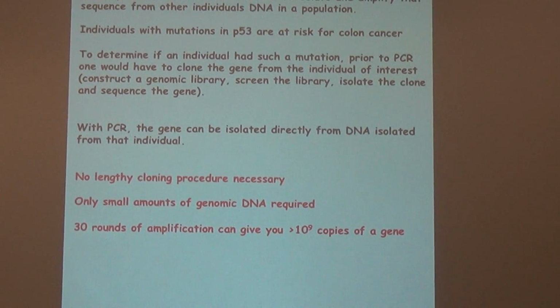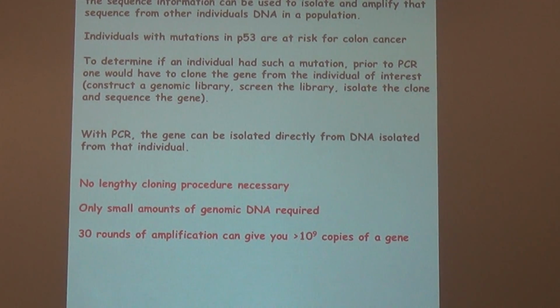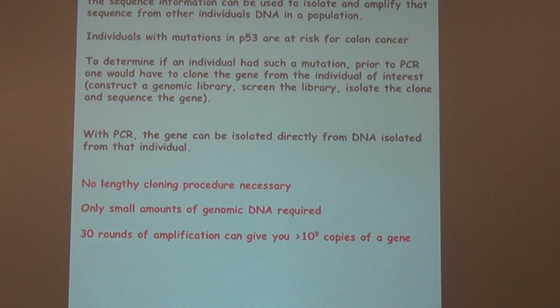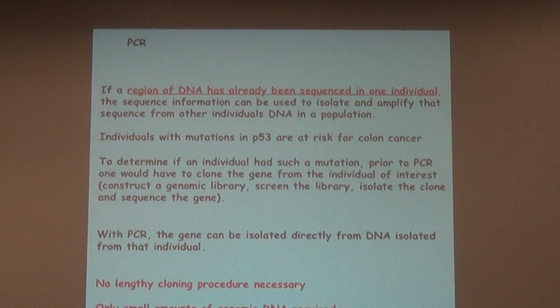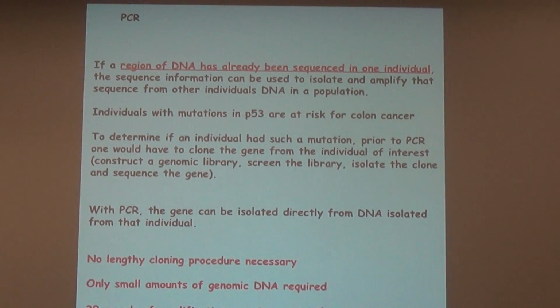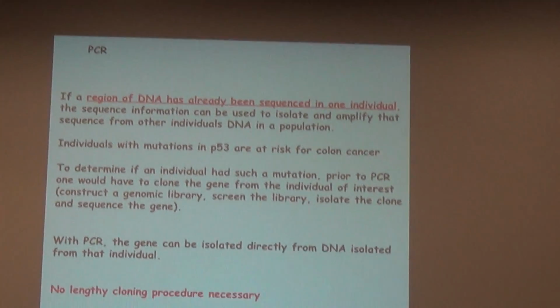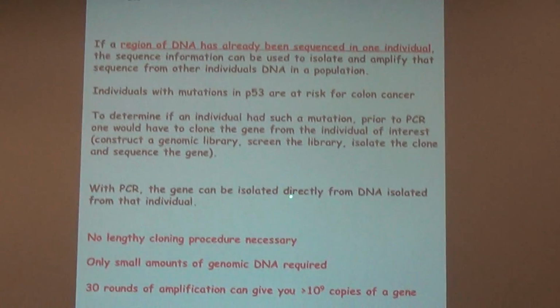So how do we identify SNPs? How do we study SNPs? Two ways: PCR and microarrays. So, we can use PCR. Now remember, PCR is useful because there's no cloning necessity of that region.